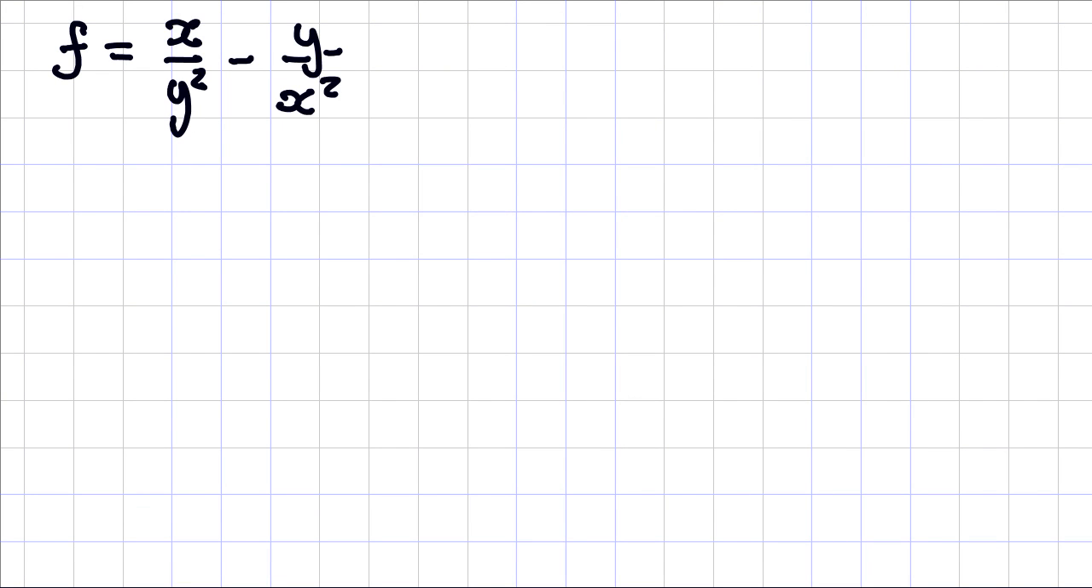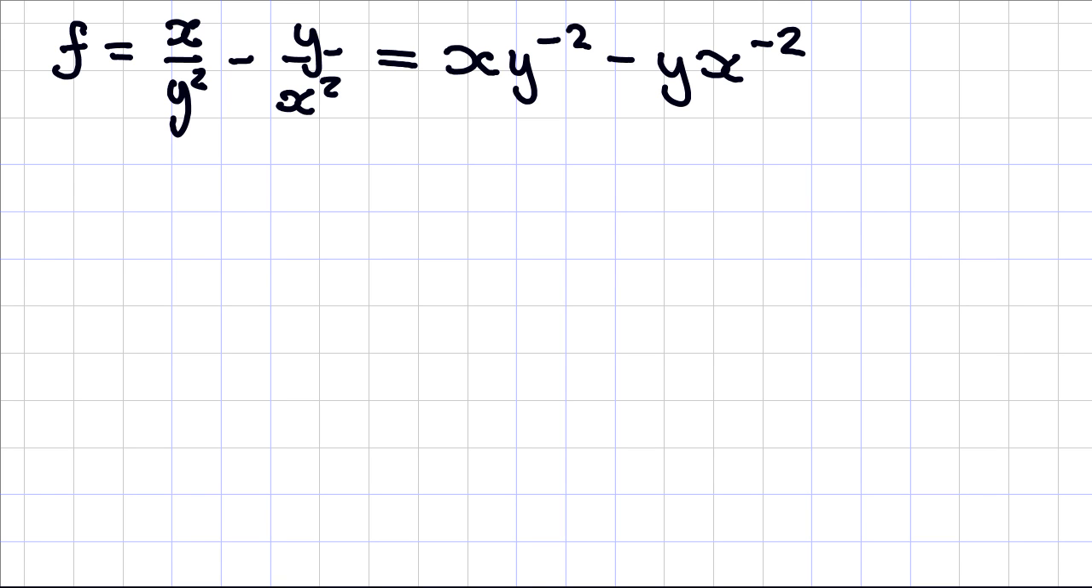We want to take first and second partial derivatives of the function f, which is x over y squared minus y over x squared. So the first thing I do to make life easy is I rewrite this as x times y to the power minus 2 minus y times x to the power minus 2. And now it's in a much easier form to differentiate.